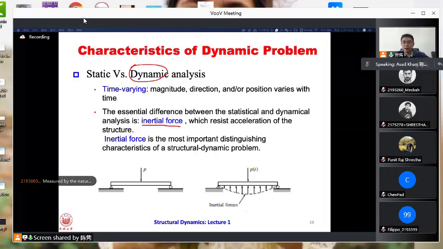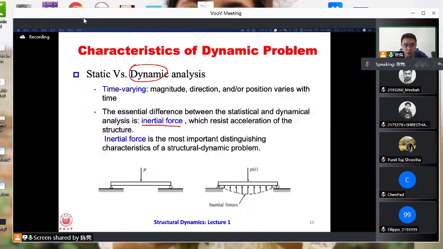Okay, you are both right. Let me tell you my opinion. This is a dynamic loading because it's moving with time. It changes with time, so of course it's a dynamic loading, but we can take it as a static loading, or we can perform a static analysis. Why? Because moving too slowly cannot cause high acceleration, which means the inertial force is limited, very small. So we can ignore the inertial force.